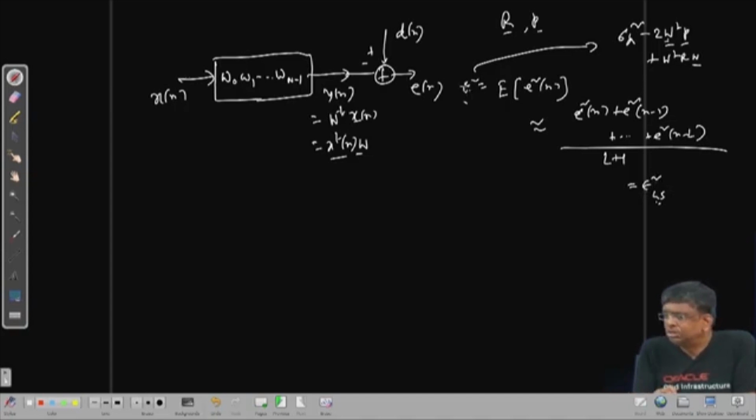So, we try to minimize this. This is the philosophy. By that we get the advantage that we are no longer using the expectation operator, E operator, and therefore R and P will not come explicitly. And this is the philosophy of RLS. So what do we do now? Let me teach more formally.